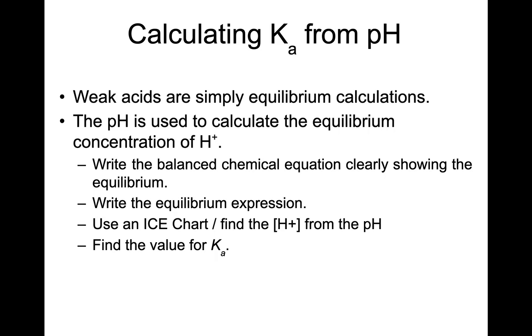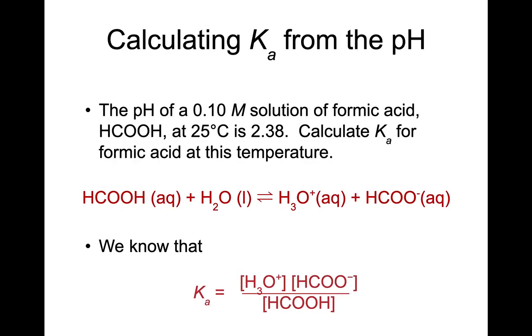Once we have all these concentrations at equilibrium, we can plug those numbers in and solve for our K value. Alright, let's see this in an example. We're given the pH of a solution. We've got a 0.1 molar solution of formic acid. So we know that the initial concentration of formic acid, HCOOH, is 0.1 molar. We're at constant temperature, and we know that the pH at this temperature is 2.38. We want to calculate K, the dissociation constant, for formic acid at this temperature.